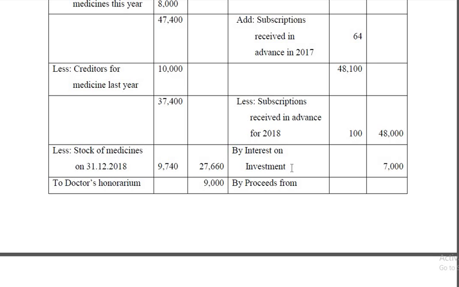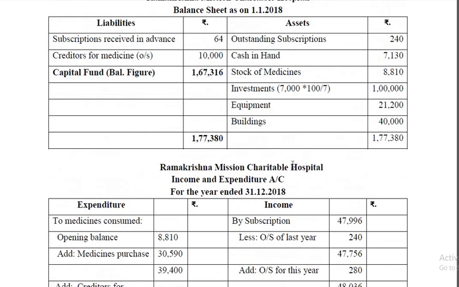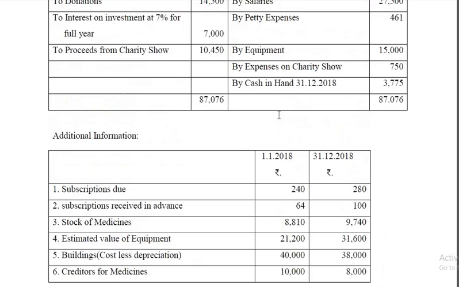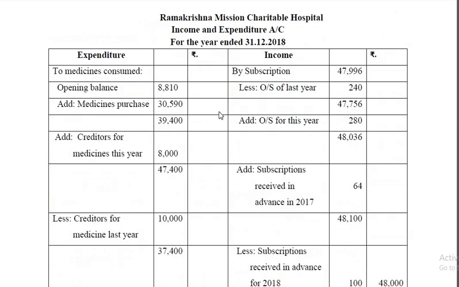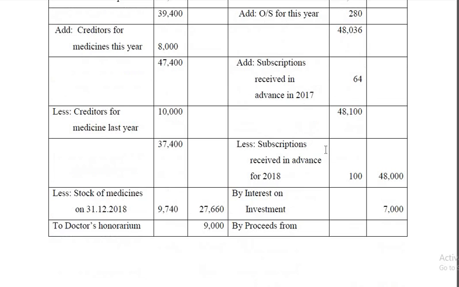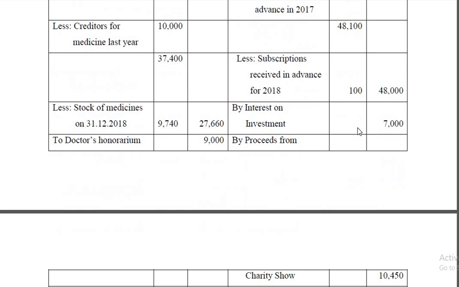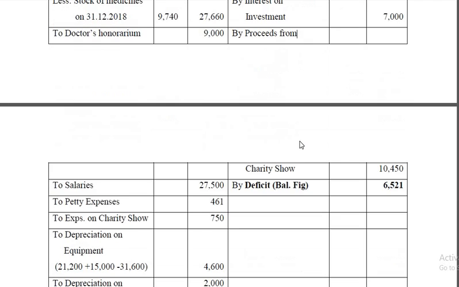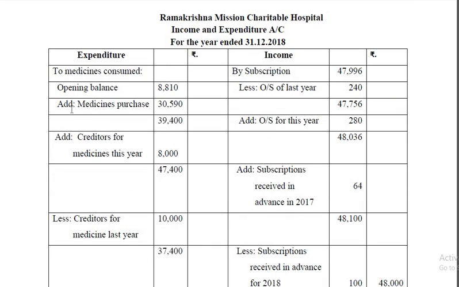And interest on investment already it is given here, 7,000. See here it is 7,000. So that should be taken here. Then proceeds from charity show. So credit side. Come to the debit side.